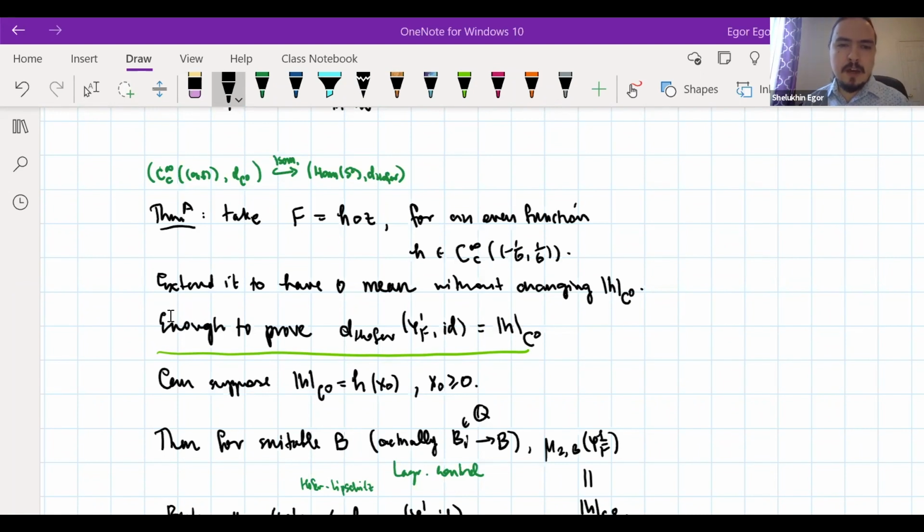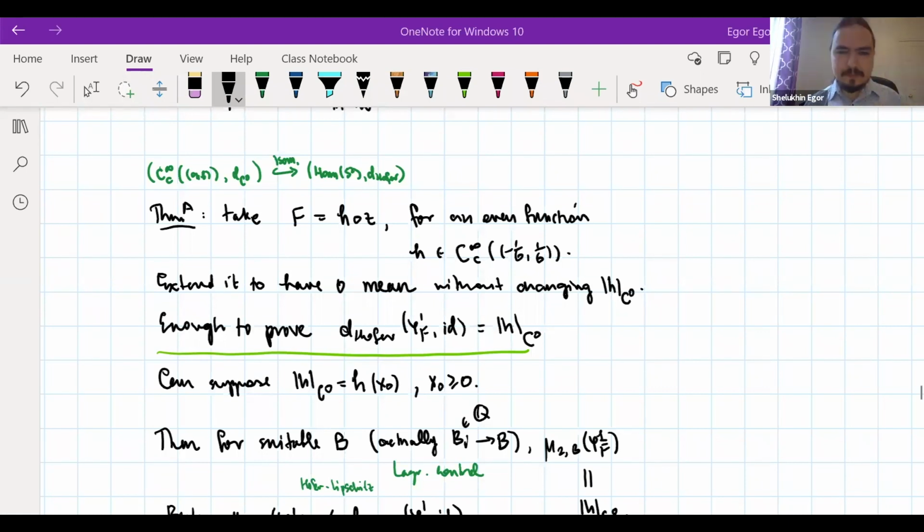So let's take F to be H composed with Z, where Z is the height function on the sphere. Let me suppose that h is an even function on the interval minus 1/2 to 1/2. So this is exactly that normalization condition that I was talking about earlier.